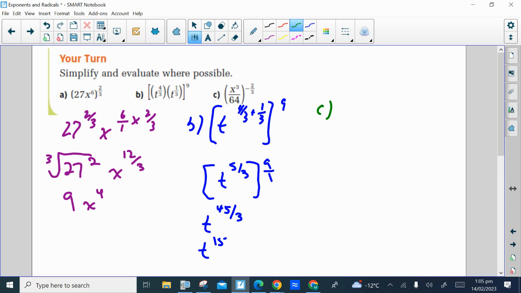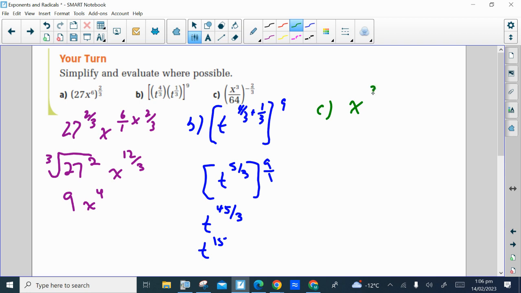All right, question C. You cannot make the bases the same. The top has a base of x, the bottom has a base of 64. Can't make those the same. But we've got everything inside the bracket raised to the power negative 2/3 outside. And when you have one exponent raised to another, you multiply the exponents and keep the base the same.